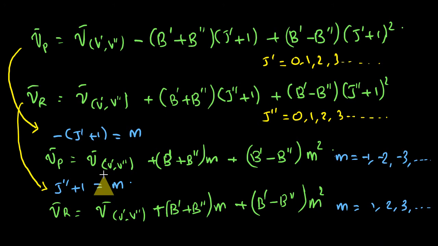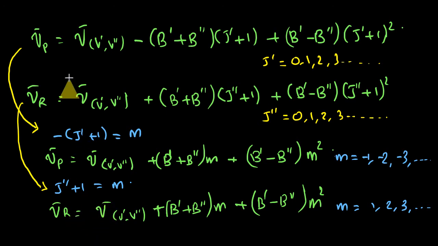So the P branch is obtained by putting the values minus 1, minus 2, minus 3 for m in this expression. And the R branch will be obtained by putting the values 1, 2, 3, etc. for m in this expression. So we can write these two equations together.